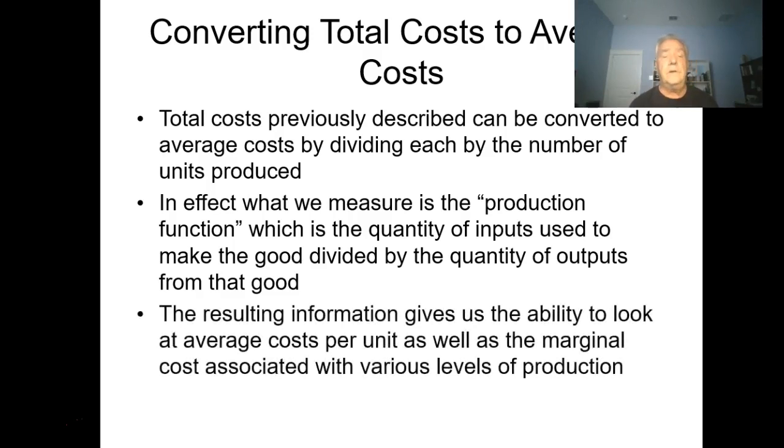So the result of all of this gives us the ability to look at our costs. And we are, as economists, very concerned about our costs because, again, costs are very important. Costs are the key to our survival. So we talk about marginal costs at the various levels of production, the average cost per unit. Average costs.